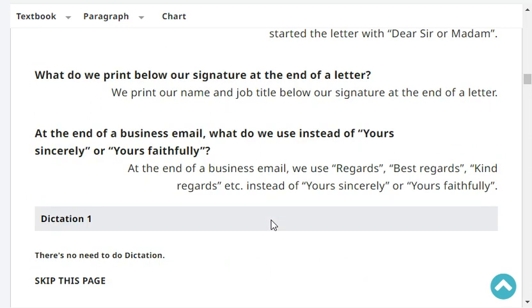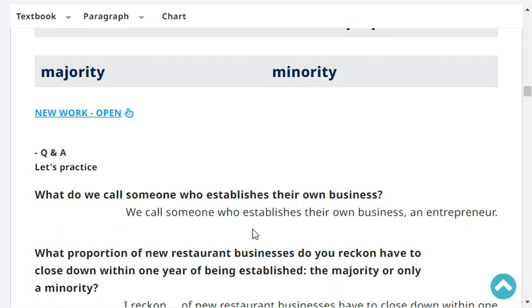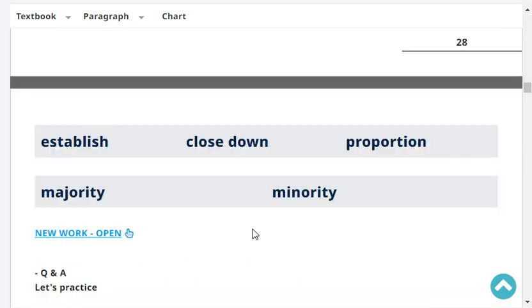Very good. At the end of a business email, what do we use instead of yours sincerely and yours faithfully? At the end of a business email, we use regards, best regards, kind regards, etc. instead of yours sincerely or yours faithfully. Very good.